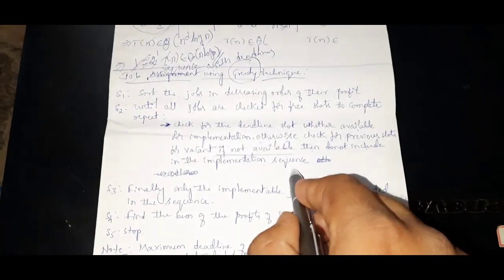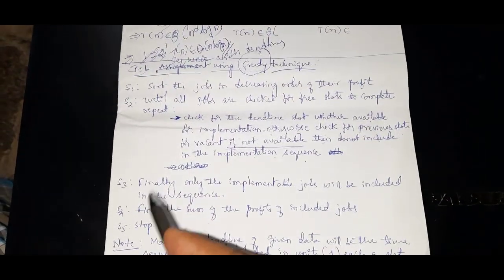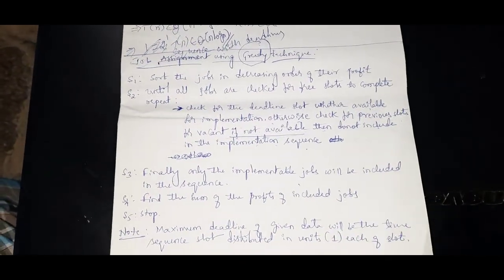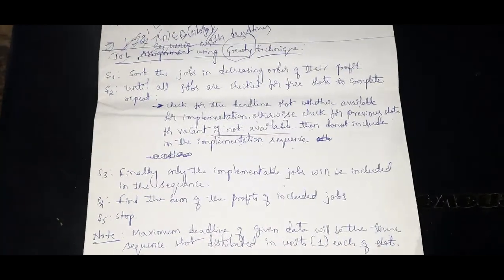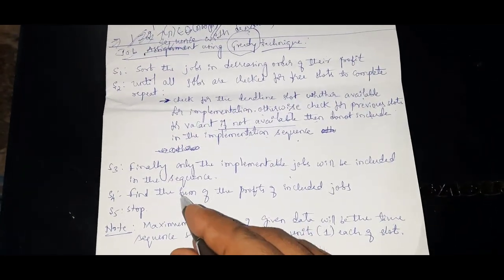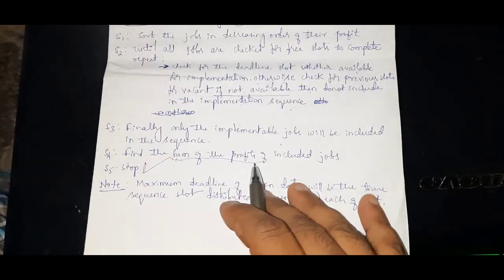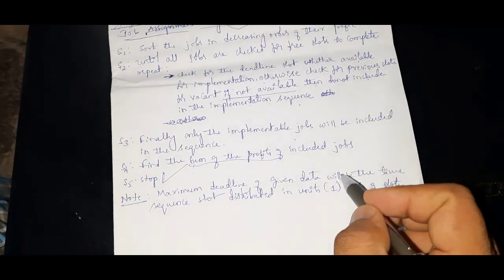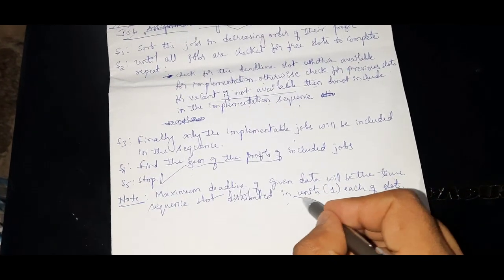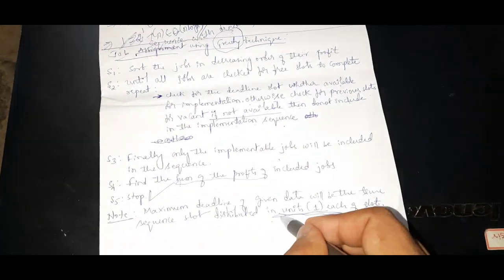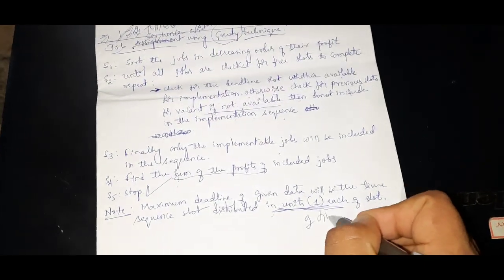Okay, and once you repeat all these jobs, I come to my third final conclusion step where I'm going to say that finally only the implementable jobs are being included in the sequence, and I'm going to sum their profit. This is what a greedy method is looking for, finding the profit. Then I'm going to stop. The main thing we need to assume is each job gets executed in 1 unit of time. Okay, you can say time, it can be in seconds, minutes, hours, whatever it can be. I'll say 1 unit of time. That's my assumption, a slot for each sequence.